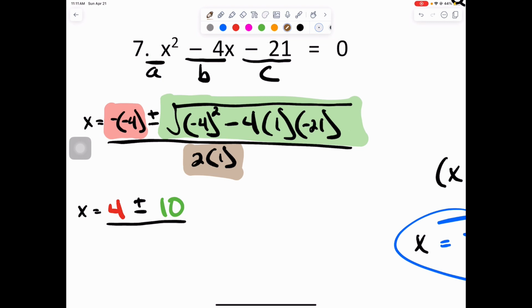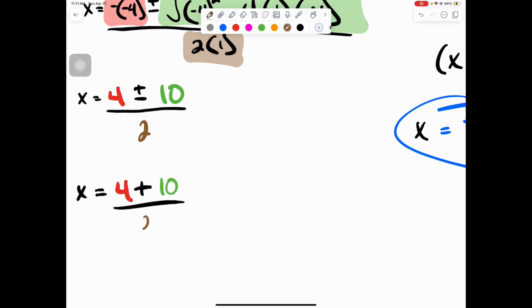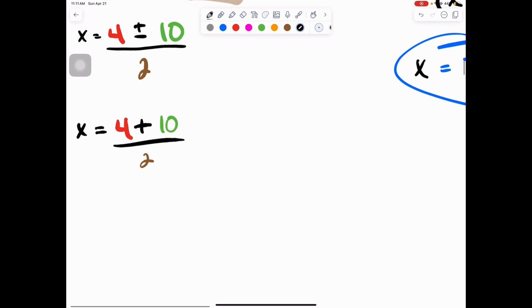Thank you, great job. Now we write this as two separate equations here. Because of this plus minus, we have to do 4 plus 10 and 4 minus 10. So we'll do x equals 4, let me do my plus, 10, we'll set that over our 2 in brown. We will also do x equals 4 minus 10, set that over our 2 in brown. And we will just work through these.